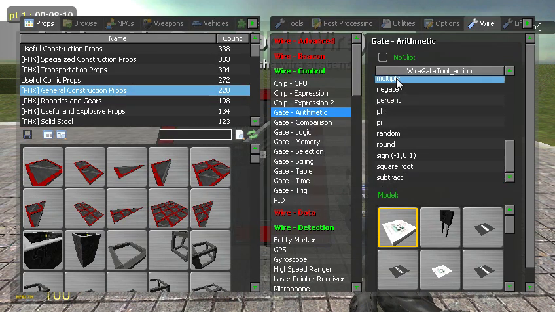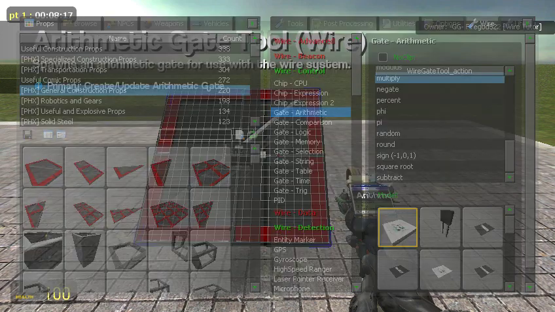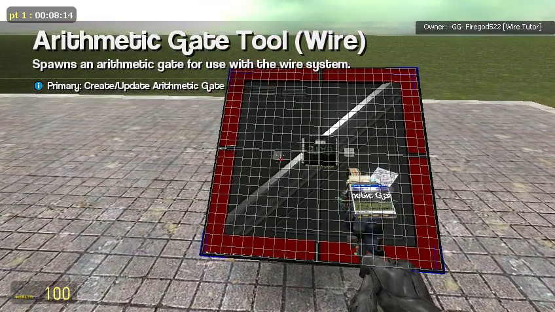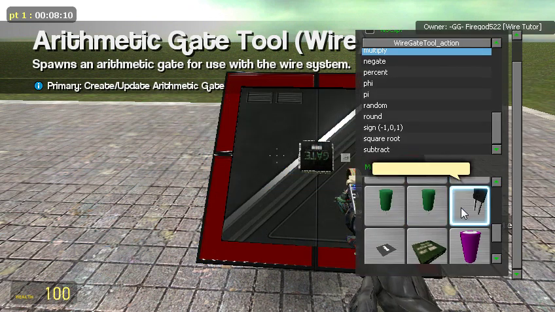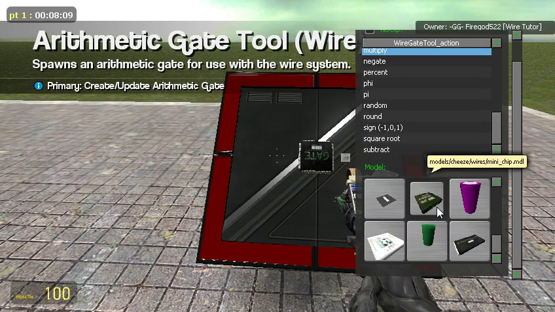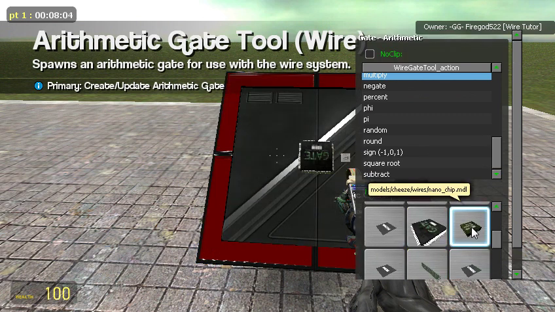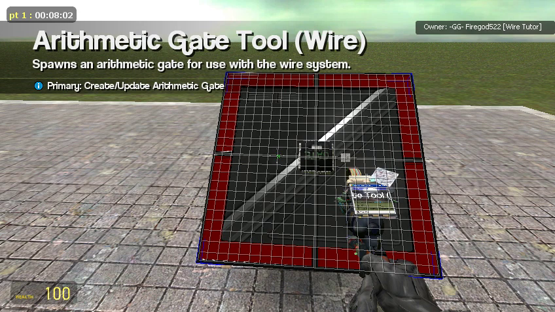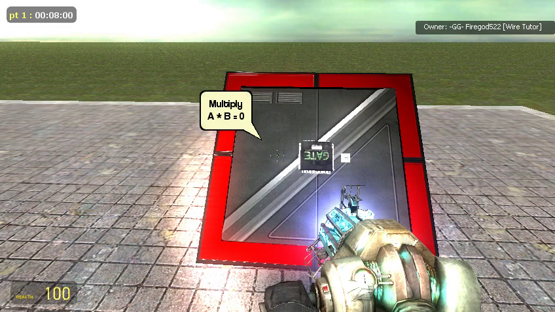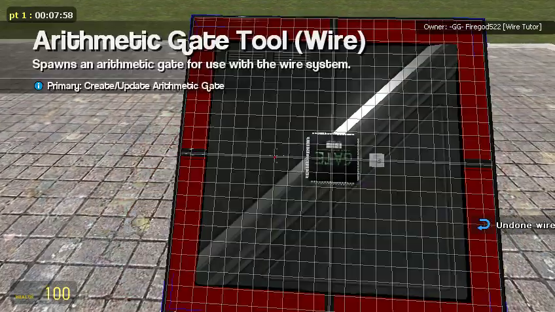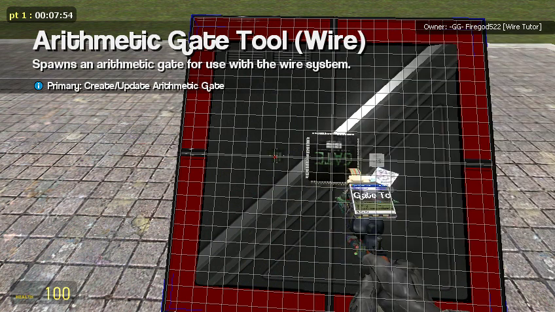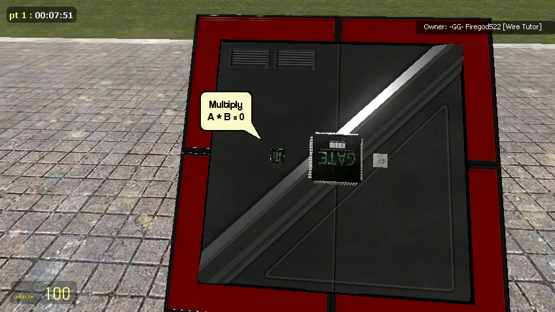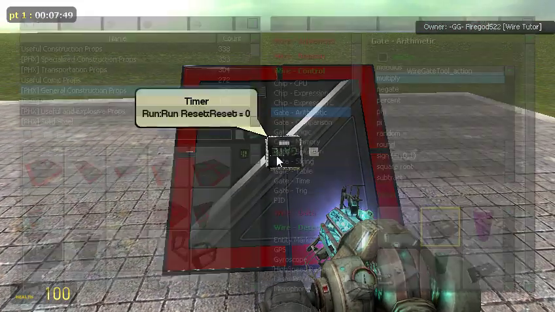Get a multiply under gate arithmetic. And I'm gonna put that right there. Actually, small chips. Okay. There we go.